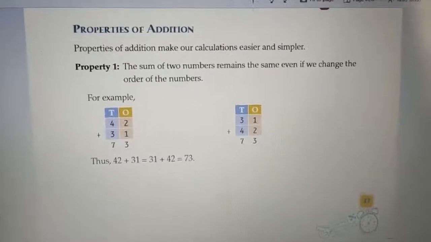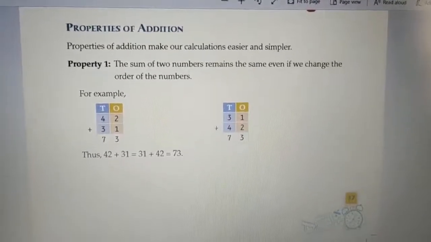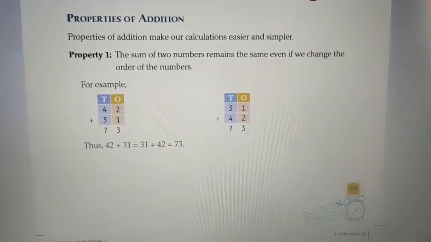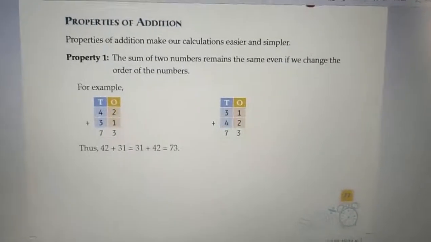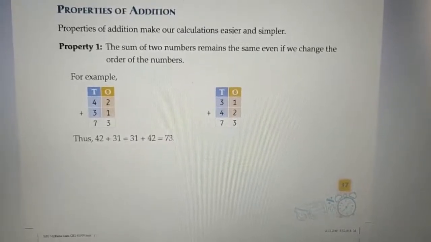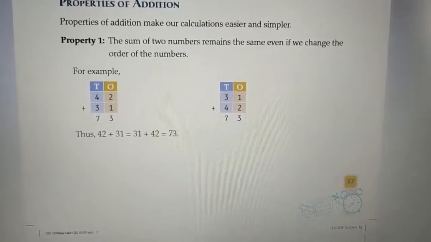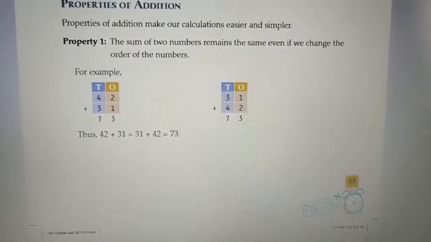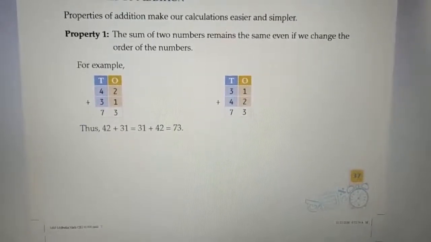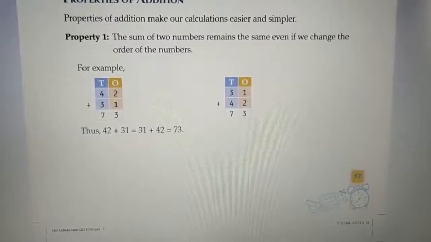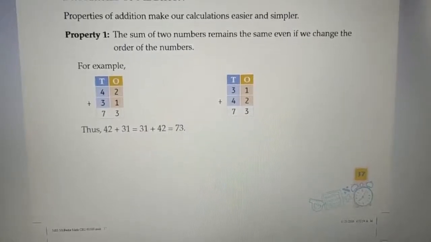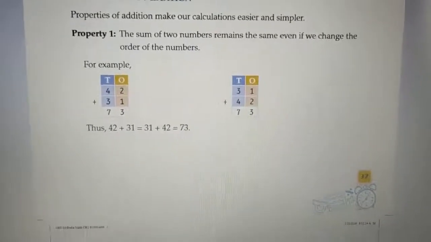Now let's read the properties of addition. As we understood, property number 1: the sum of two numbers remains the same even if we change the order of the numbers. As I gave you the example, whether we do 5 plus 2 or 2 plus 5, the answer will be the same. Here there are two numbers, 42 plus 31, and in the second example the numbers change places: 31 plus 42. The answer is 73. So this is the first property.